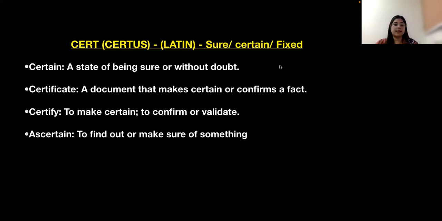Certify, again, to make something certain, to confirm something, to validate something. Ascertain, to find out something and to be sure of something. When I looked at her facial expressions, I was certain that she was lying. So, to make sure that something has happened, a certain something.